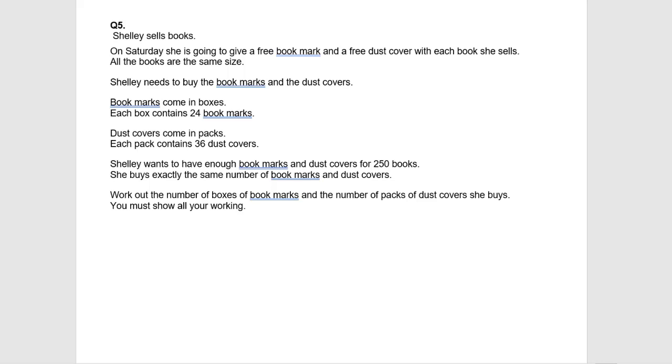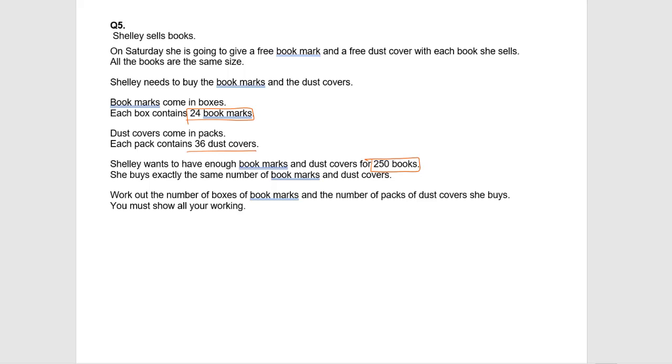Shelley needs to buy the bookmarks and the dust covers. Bookmarks come in boxes. Each box contains 24 bookmarks, so let's underline that. Dust covers come in packs. Each pack contains 36 dust covers. Shelley wants to have enough bookmarks and dust covers for 250 books. So let's highlight this information there.